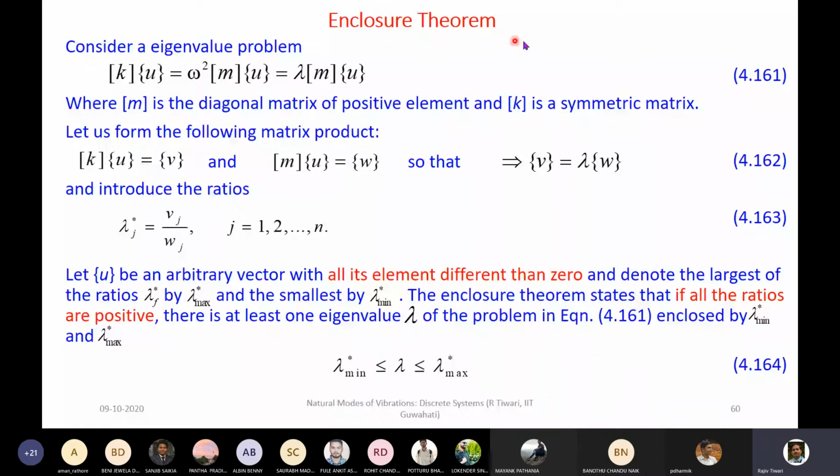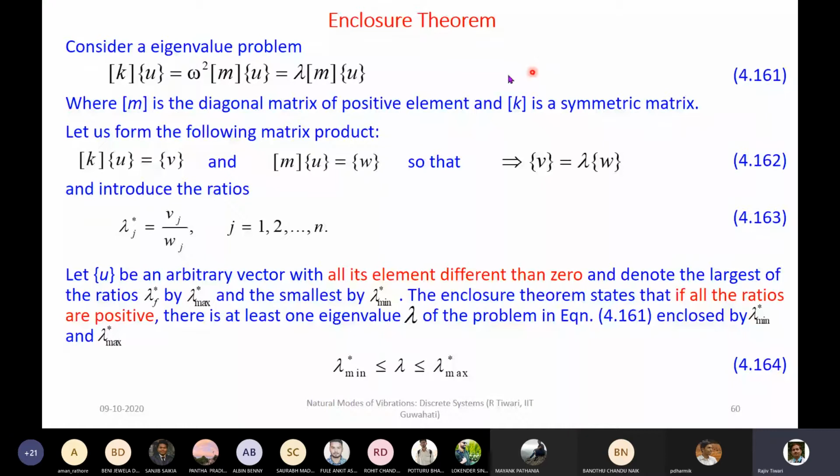With this enclosure theorem, we can find the minimum and maximum range of the eigenvalue of any discrete system. We will extend this theorem to continuous systems also, but till now we have not covered continuous systems. Once we cover them, we'll take that up. Today I'll mainly focus on the discrete system, that means a system having n degrees of freedom.